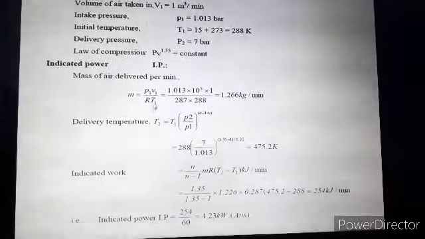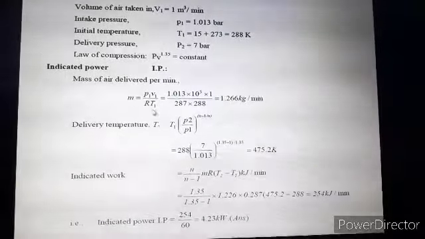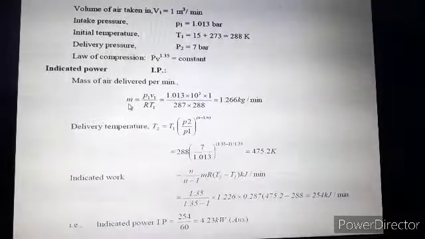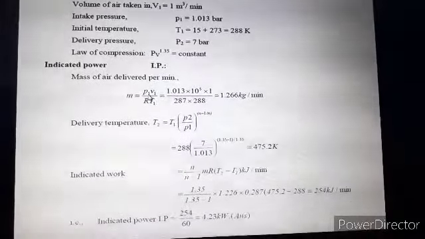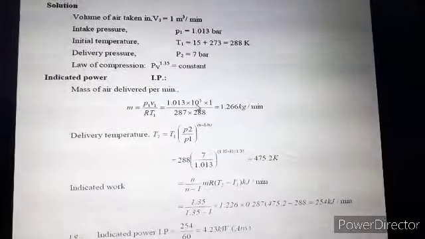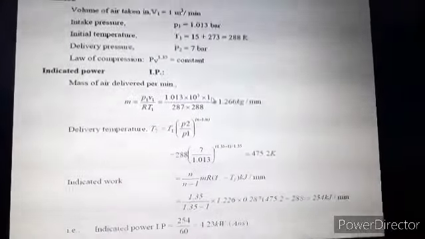By the general gas equation we have P1 V1 is equal to MRT1. From that equation we can write mass is equal to P1 V1 upon RT1. Again P1 is 1.013 into 10 raised to 5. Then V1 is 1 meter cube per minute. It is considered in meter cube per minute.